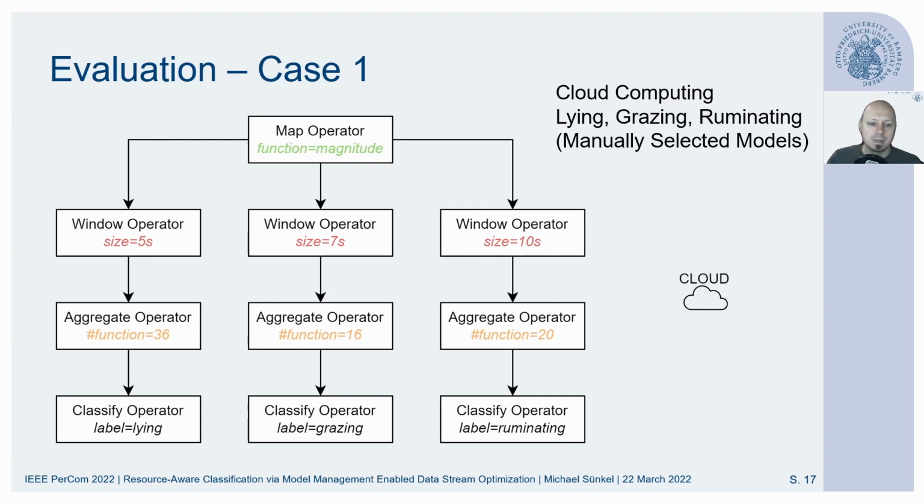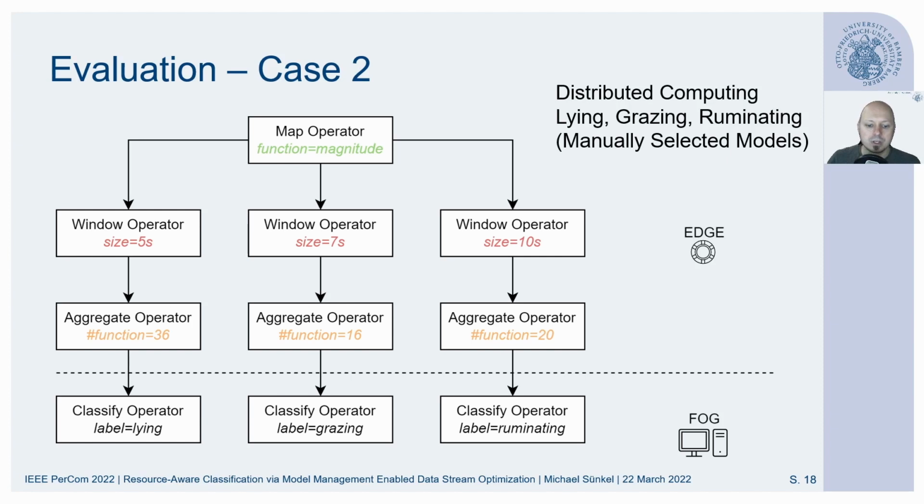The first case is the trivial baseline, which is cloud computing, meaning that all processing will take place on the cloud node and all the other nodes are just passing the data by. Also, within case 1, we are using manually selected models. So there is no optimization taking place in the machine learning model management nor in the data stream management system. As you can see in the shown operator graph, the 3 models only share common preprocessing.